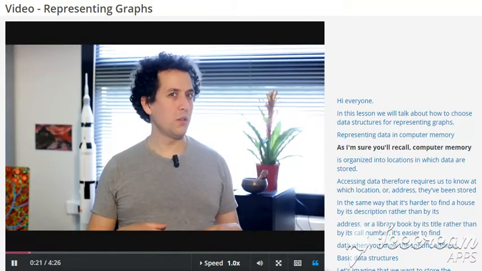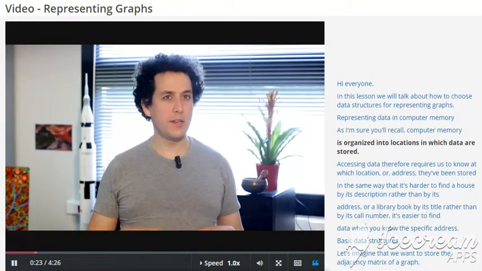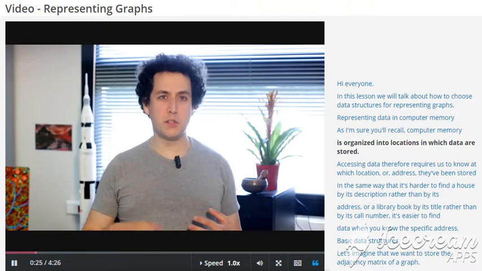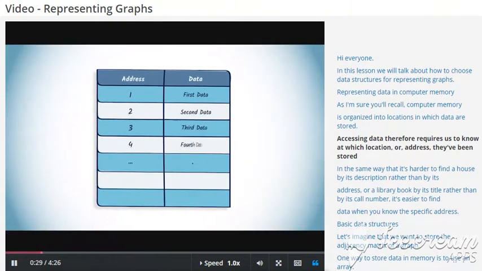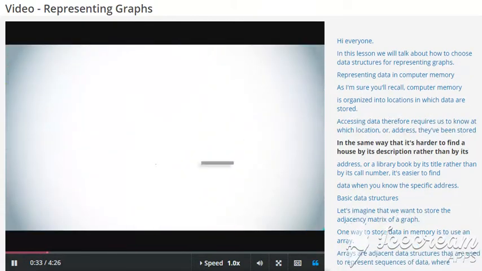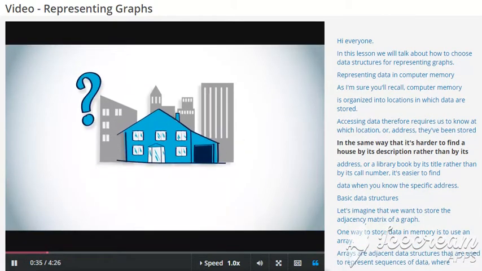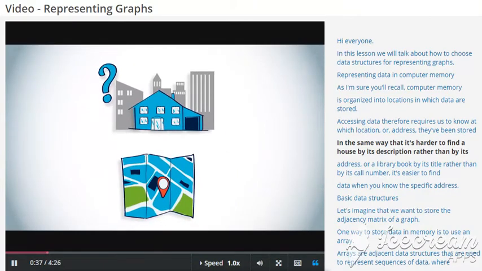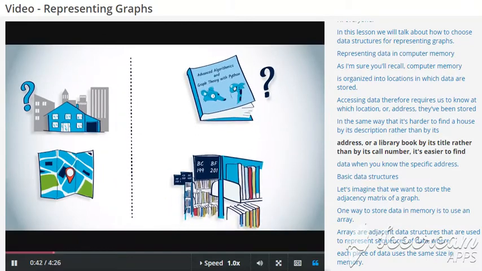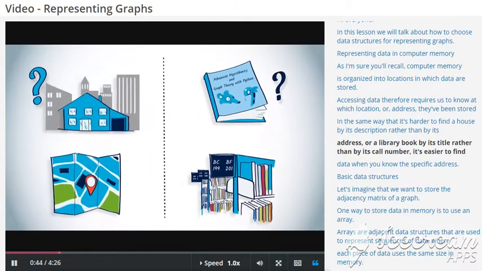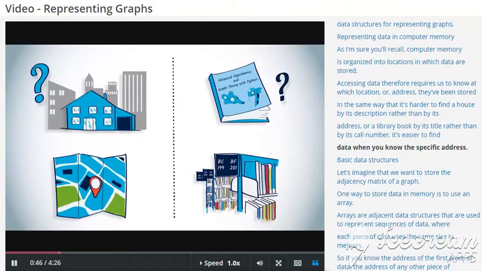As I'm sure you'll recall, computer memory is organized into locations in which data are stored. Accessing data therefore requires us to know at which location or address they've been stored. In the same way that it's harder to find a house by its description rather than by its address, or a library book by its title rather than by its call number, it's easier to find data when you know the specific address.